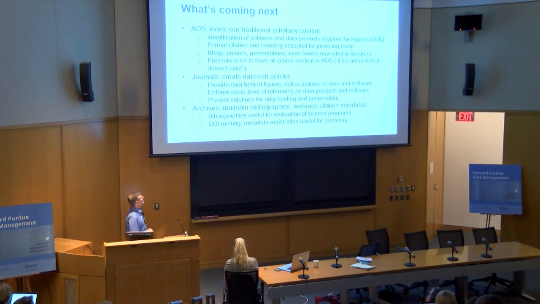Journals are still coming along, still struggling somewhat with how to enrich their articles with more data and how to modify their policies so that data products are either required to be accessible or there needs to be some justification as to why the data product wasn't linked or supplied with the article. So I think this is something that will be worked out in the next few years.